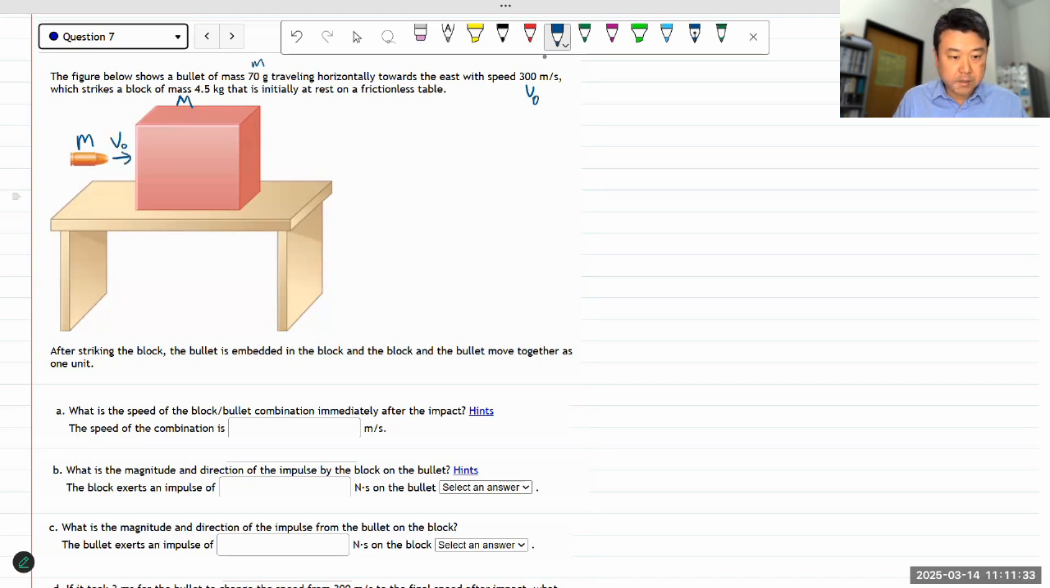After striking the block, the bullet is embedded in the block. So for the post-collision picture, what we have imagined is you have the block and you have the bullet that's been embedded, and I think they're going to be moving together at some speed v final. So I have that picture in mind. Embedded, move together as one unit. What is the speed of the block/bullet combination immediately after the impact?